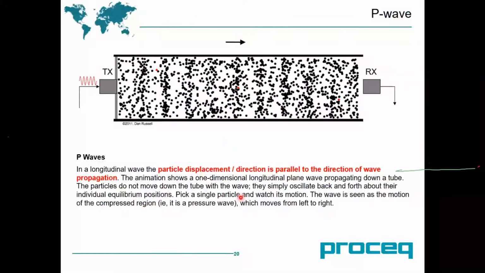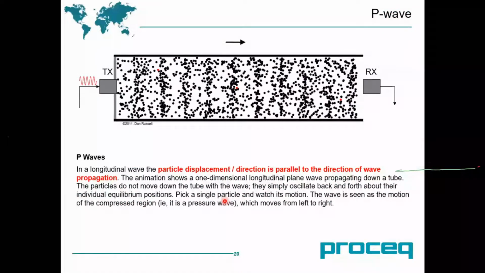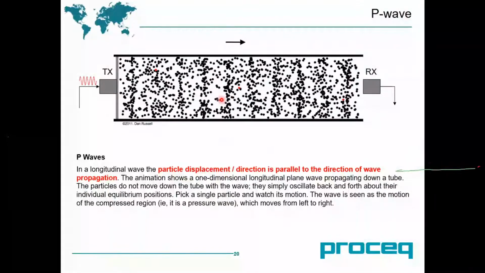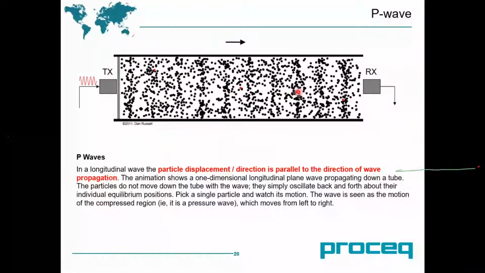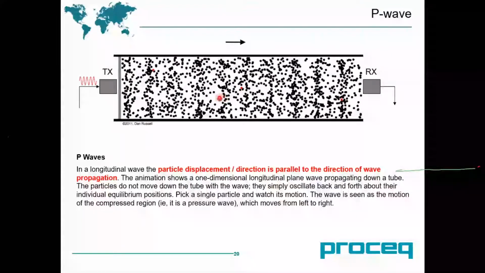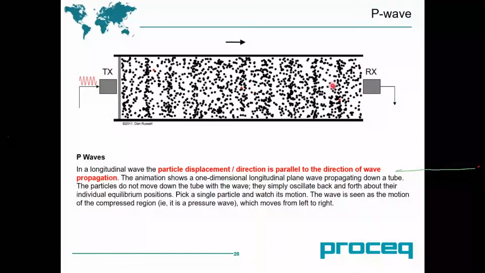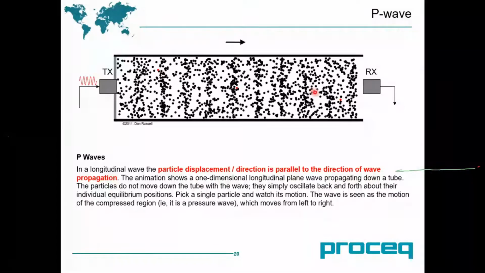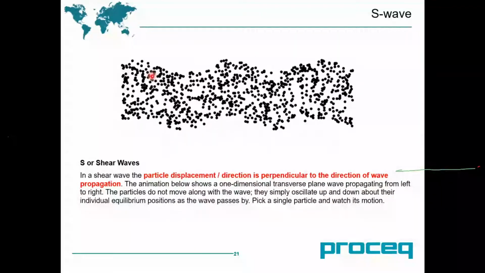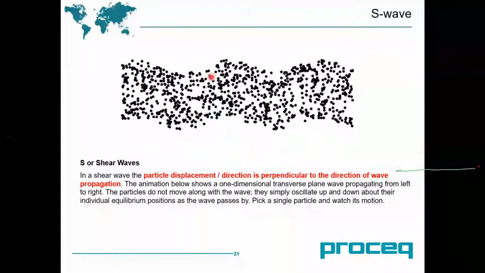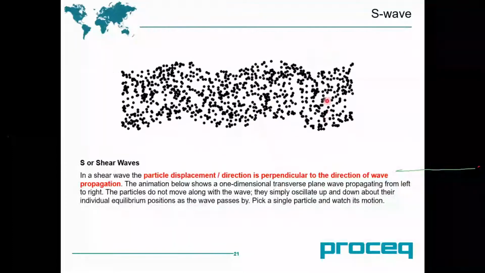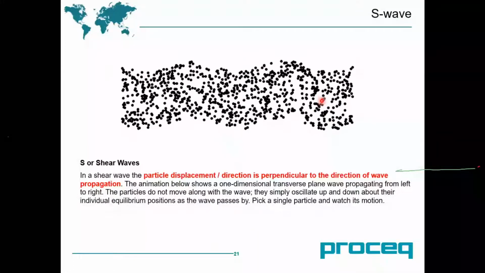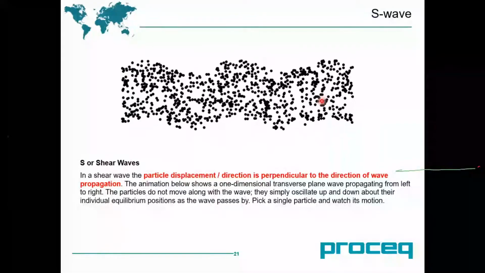This slide shows how the P wave propagates through concrete, where the particle displacement or direction is parallel to the direction of wave propagation. That's for the P wave, which they also call a compression wave or longitudinal wave. Whereas in the shear wave or S wave, the particle displacement or direction is perpendicular to the direction of the wave propagation. So that's the difference between P and S.